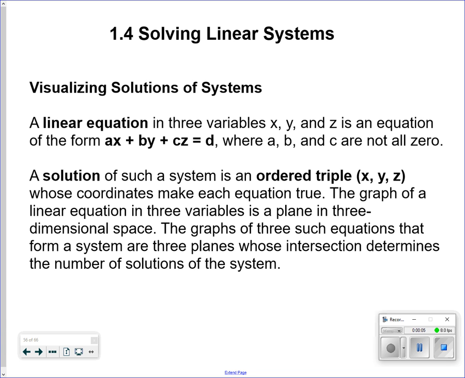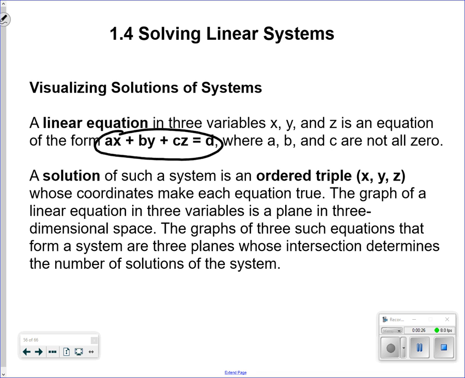We're getting back to the book now, 1.4, Solving Linear Systems, and we're going to start talking about equations that have three variables, x, y, and z. So we're going above what you've ever done before. We're talking about an equation like ax plus by plus cz equals d. Again, this is above where you've ever done before.